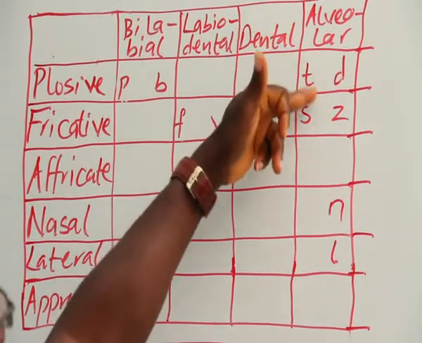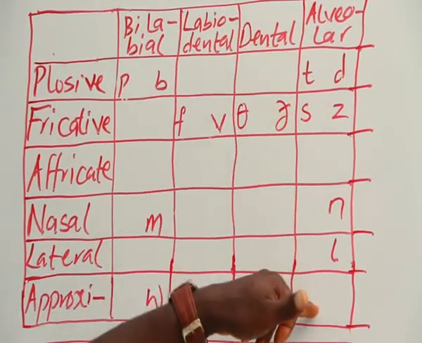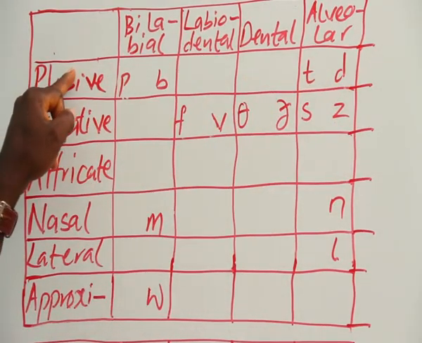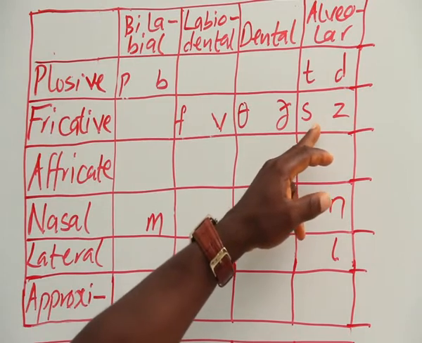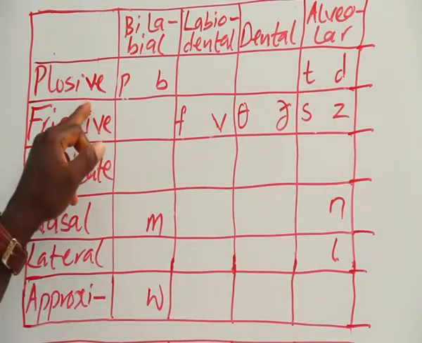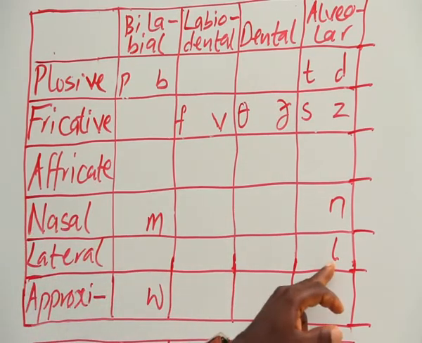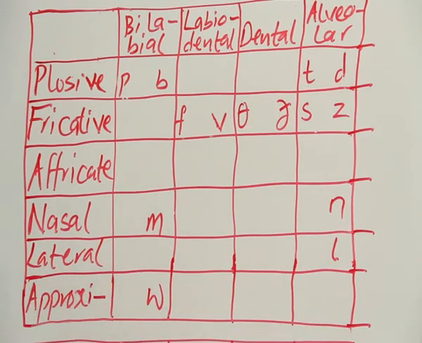For alveolars, we have 4 of them, no, 6 of them rather. We have t, d, which are plosives. Then we have the fricatives. These alveolars are fricatives. We have this alveolar, which is a nasal, and this alveolar is a lateral. Alright, so we have seen the ones on this first sub table. We will take the next sub table, which put together gives you one full table of English consonants.